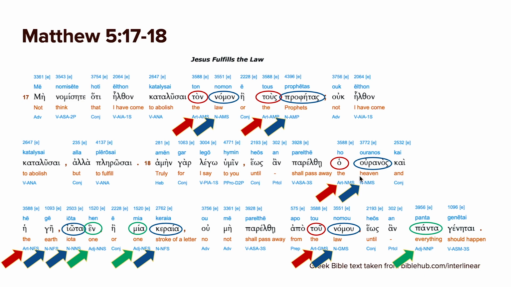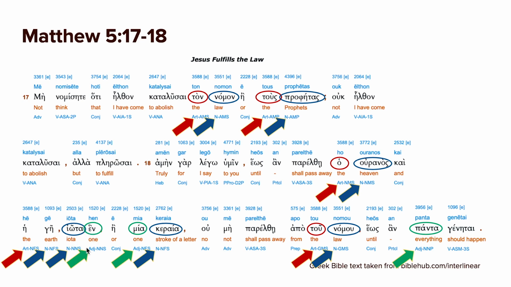All right, and then the heaven. So the heaven will pass away. Ho ouranos. And then the earth, I didn't circle, but the earth is feminine singular. And in this case, it's the subject that will pass away, so it's also nominative. And then one iota.